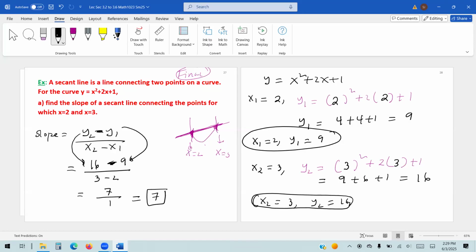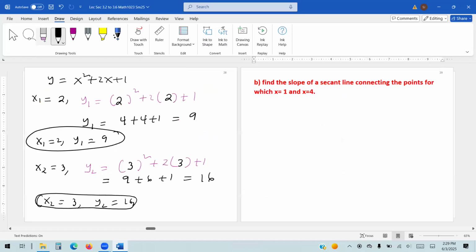Who is confused? Anyone? Anybody confused? No? Then you go ahead, try this one. Same y, but find the slope of the secant line that goes through x values 1 and 4. So you have the same y. y is x squared plus 2x plus 1.